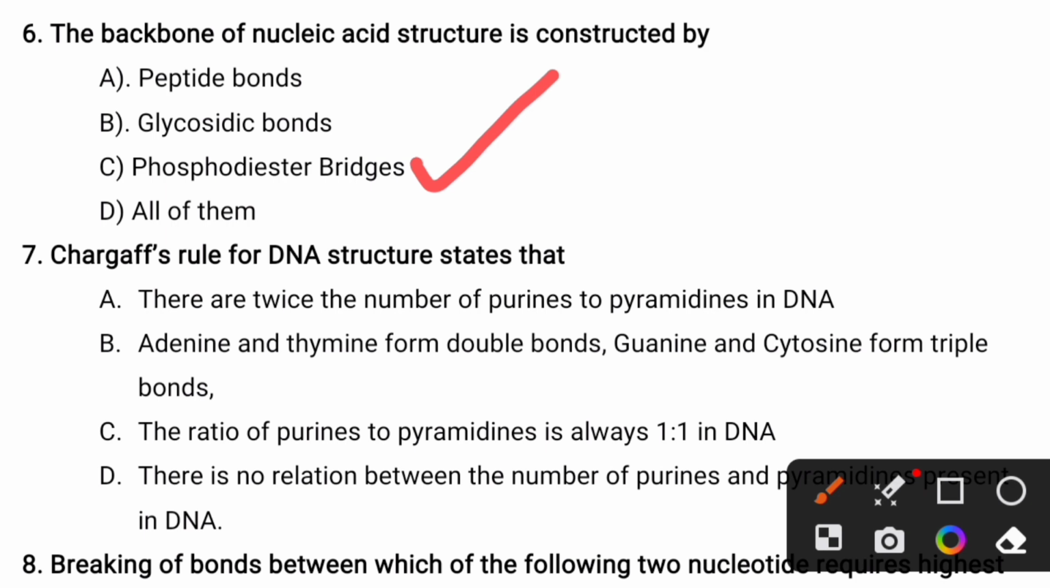Chargaff rule for DNA structure states that. Options are: there are twice the number of purines to pyrimidines in DNA; the adenine and thymine form double bonds; guanine, cytosine form triple bonds; the ratio of purines to pyrimidines is always 1:1 in DNA; so there is no relation between the number of purines and pyrimidines present in DNA. Okay, so the correct answer is the third one, that is the ratio of purines and pyrimidines is always 1:1 in DNA. That is the correct answer.